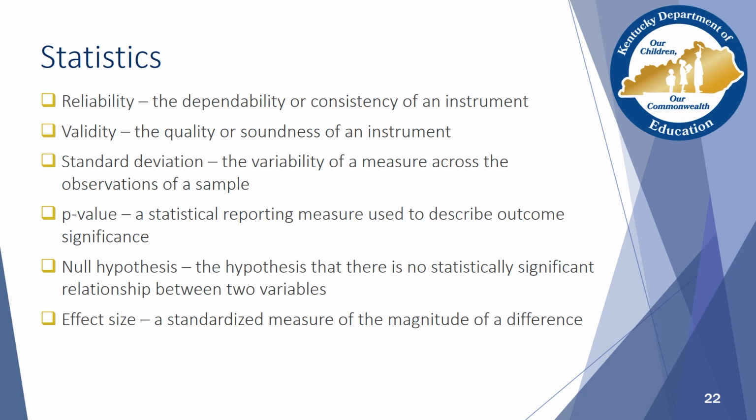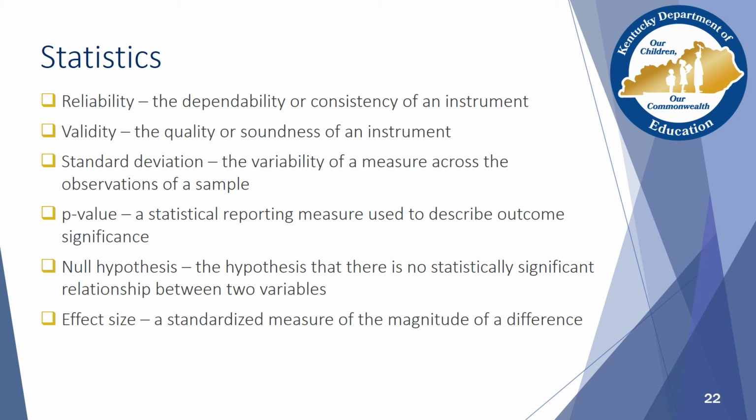Reliability and validity are two terms that refer to the quality of the instrument used to collect data. Reliability refers to the dependability or consistency of an instrument, while validity refers to the quality or soundness of an instrument. Most researchers will seek to use a collection instrument that has high levels of reliability and validity. Standardized tests are considered to be both reliable and valid.